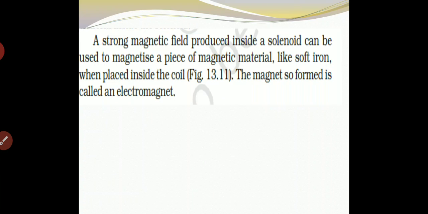That is used to magnetize a piece of magnetic material. A piece of magnetic material can be magnetized easily by this phenomenon, like soft iron when placed inside the coil. When we place it inside the coil, a magnet is formed because the iron gets magnetized and acts as a magnet. This type of magnet is called an electromagnet.